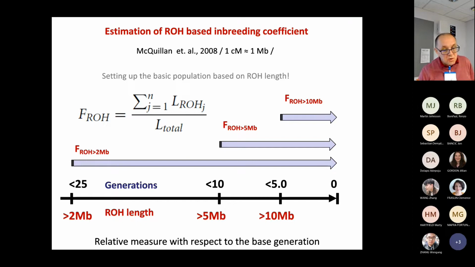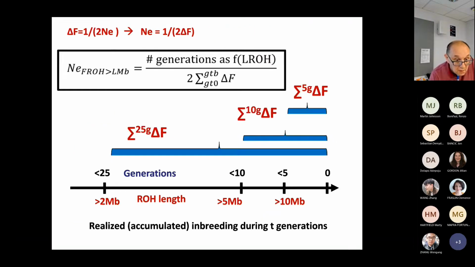So you can see that in this concept, we can also think of it as an accumulation of inbreeding in a time period. If 10 megabases are 5 generations, then 5 megabases are 10 generations, or 2 megabases should be like 25 generations.